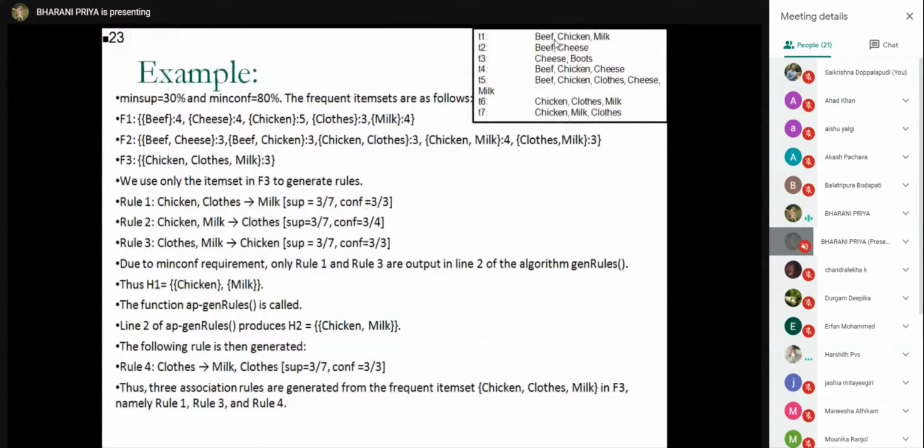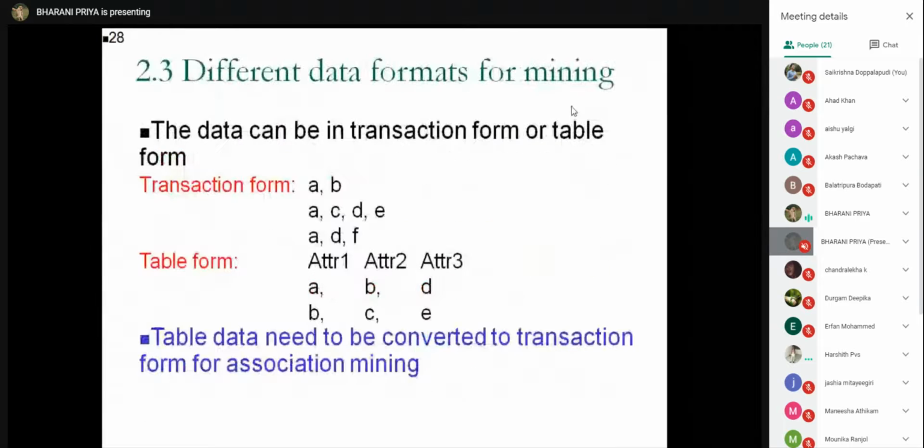This is your transactional data. Okay, this is your transactional data, and you are converting it into tabular form. So how will you... sorry, one minute, you are confused. The first thing I explained is converting the tabular data into transactional form.